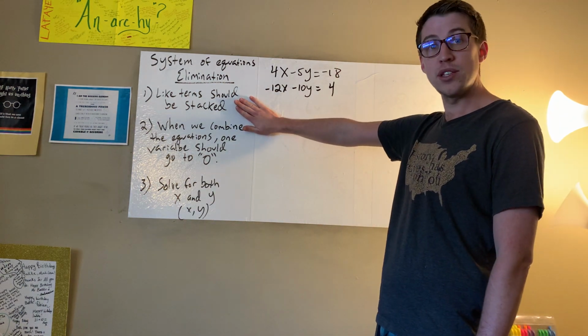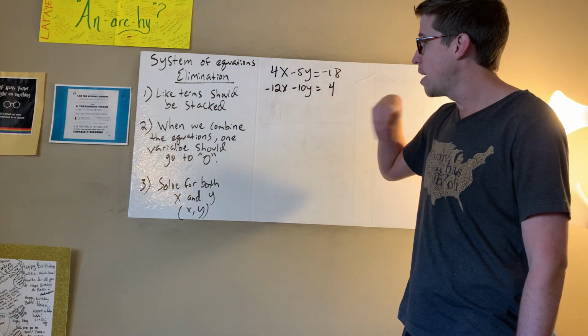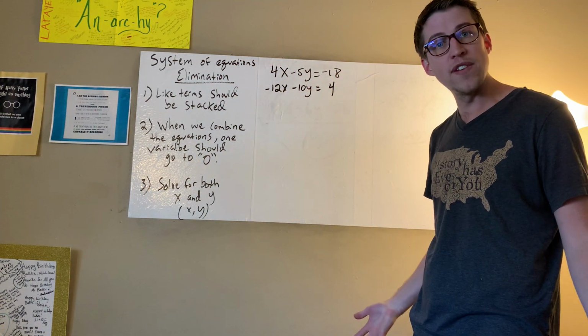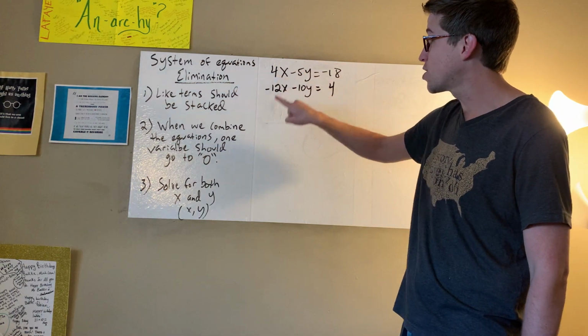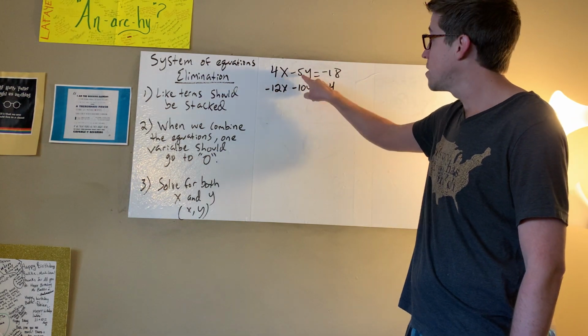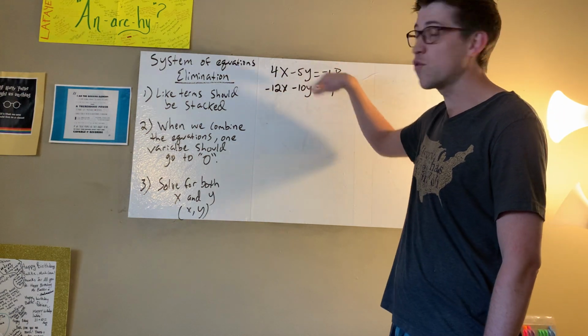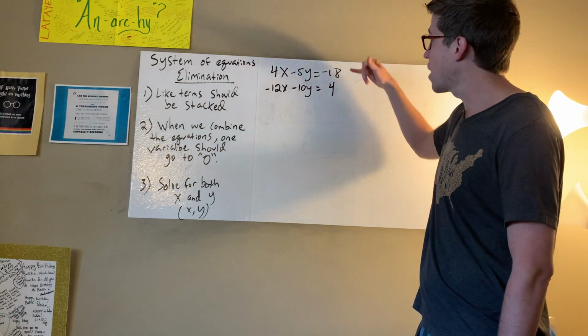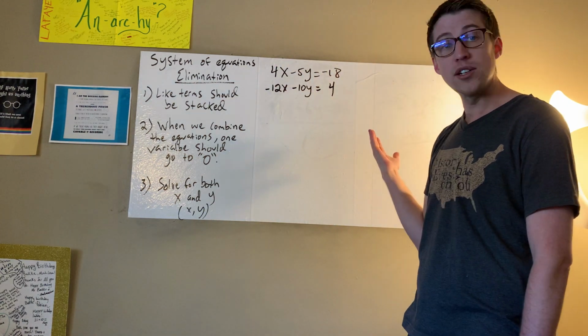So elimination, like terms should be stacked. X's, Y's, equal mark, numbers. And when we combine the equations, one variable should add or subtract to 0. 4x minus 12x would give us negative 8x. Negative 5y minus 10y would get us negative 15y. So it's not ready yet. So we need to multiply one or both of the equations. So one of these will combine to 0.